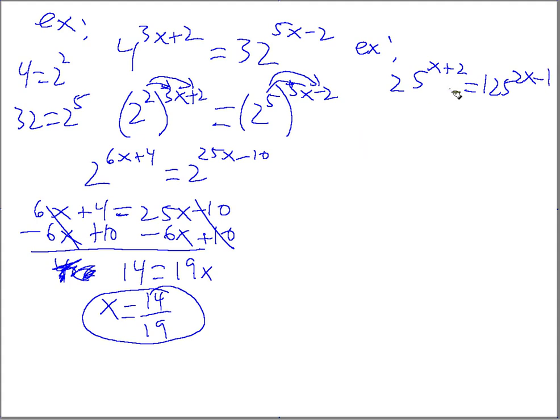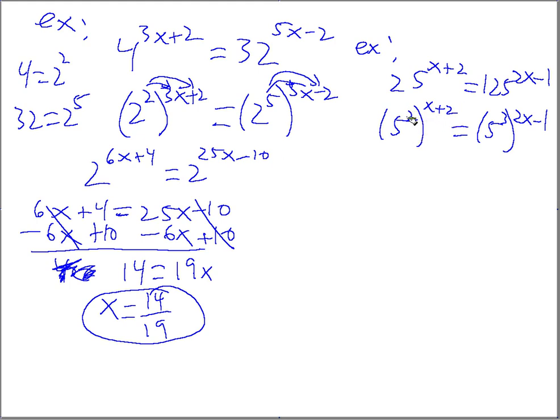Again, the bases are different, but can we get them to be the same? Yes, we can, because 25 is 5 squared. So I can say that's 5 squared to the x plus 2. And 125, isn't that 5 cubed? So 5 cubed to the 2x minus 1. Hopefully we can see that without too much difficulty. But anyways, let's go ahead and solve it as we did here.